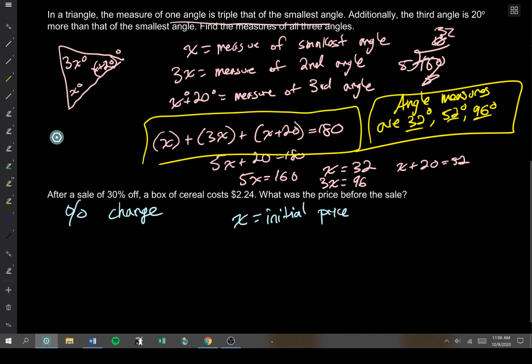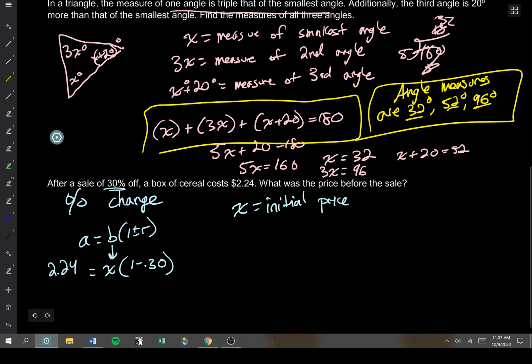So I can take the formula that I've given us, a equals b times 1 plus or minus r. And that doesn't have an x in it anywhere, which doesn't feel very helpful. But this base was our initial price. And we know that it's going down 30%. And when we take our initial price and drop it by 30%, that is going to come out to $2.24. Okay, initial price dropped by 30%, came out to $2.24.